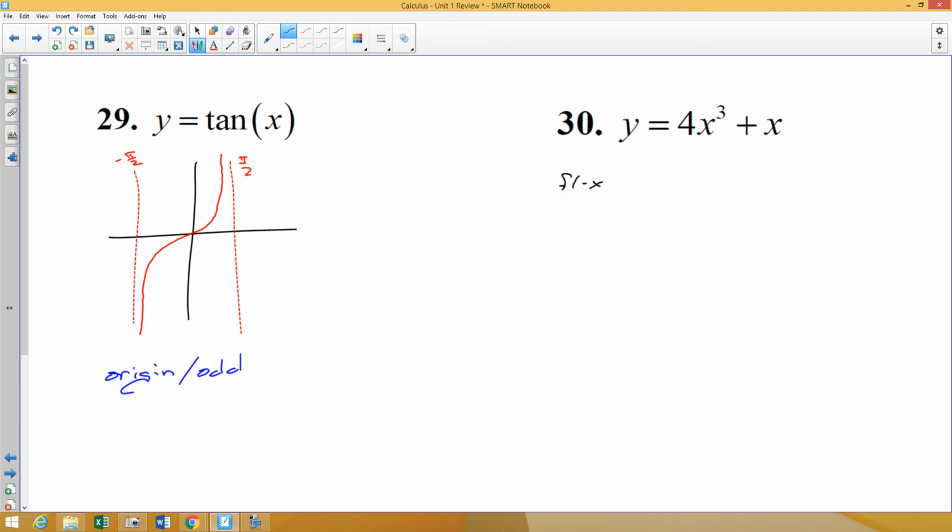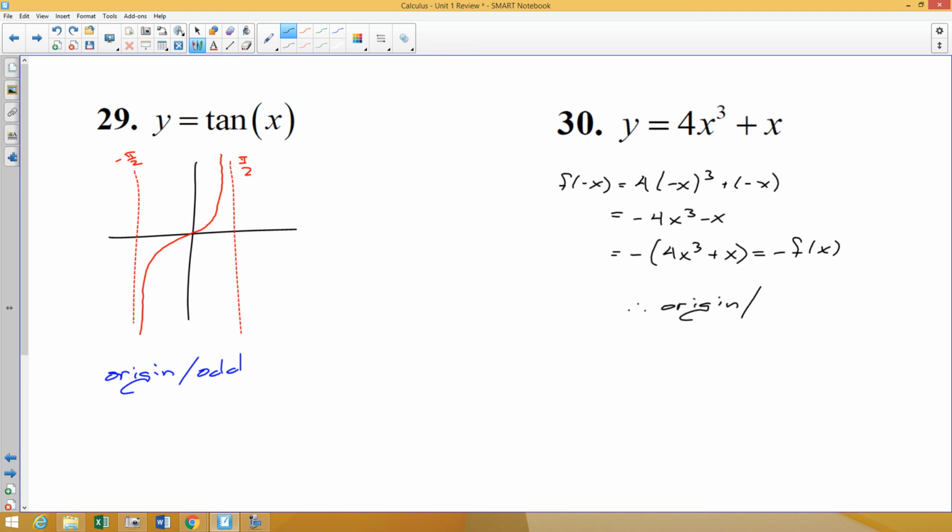30. F of negative x, ooh, I'll swap to black. 4 times negative x cubed plus a negative x. When you simplify that, that will be negative 4x cubed and minus an x. If I take a negative out of that, that is negative quantity 4x cubed plus x, which is the opposite of the original function. Therefore, this is origin. A lot of origins, also known as odd.